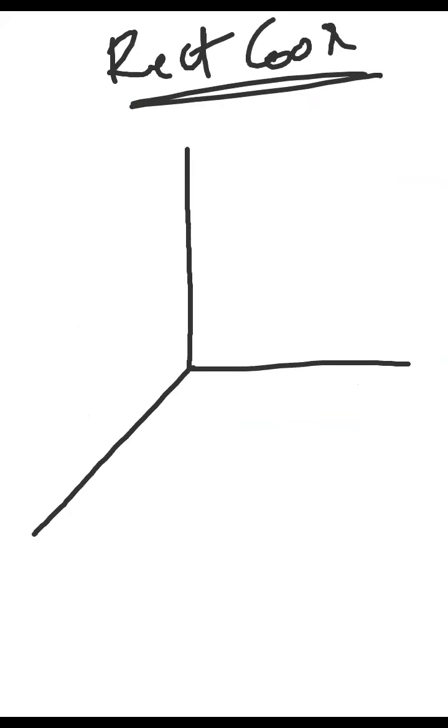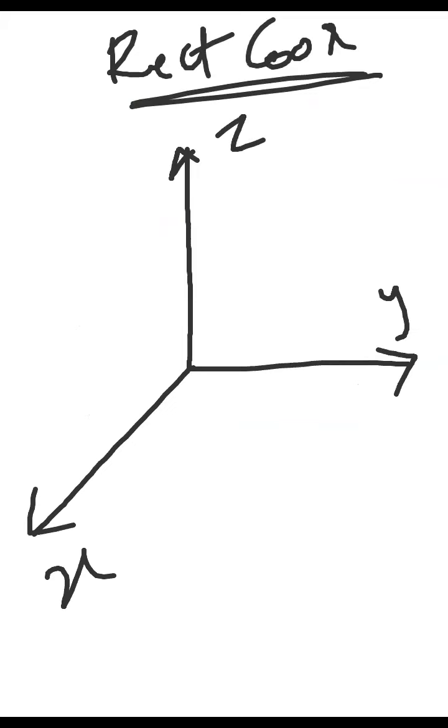Now we'll go to the rectangular coordinate system, or Cartesian coordinate system. We'll try to learn some basics. Say these are all the axes of the coordinate system: x, y, z. Then this is the xy plane.